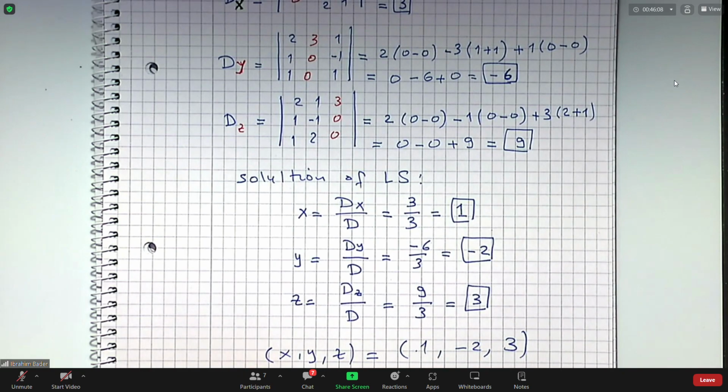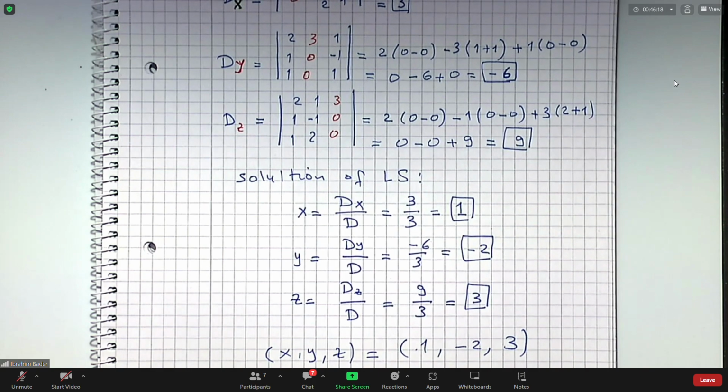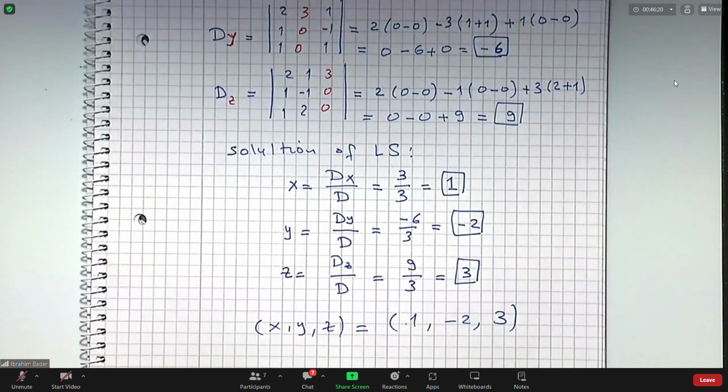So I hope you got the advantage of this method. This method, by the way, as I told you, is maybe a favorite method for many of the students. Understandable why, because it doesn't include complicated calculations.